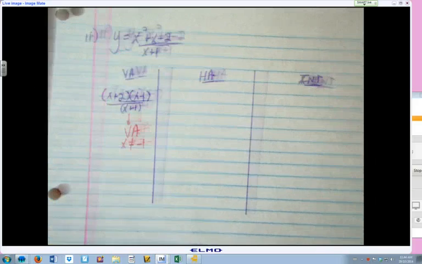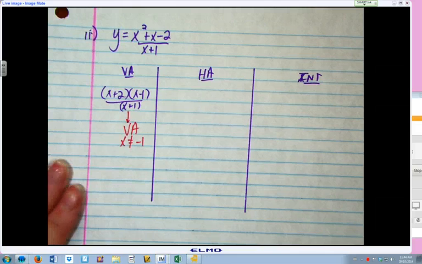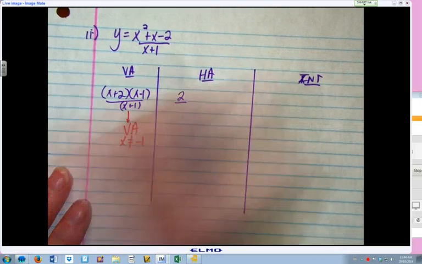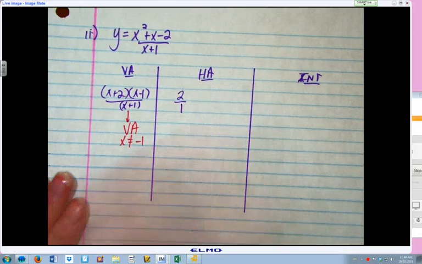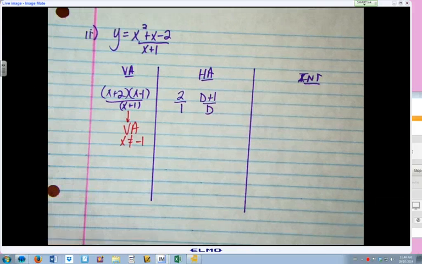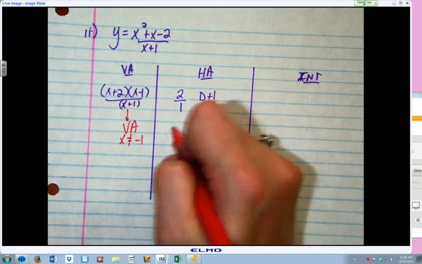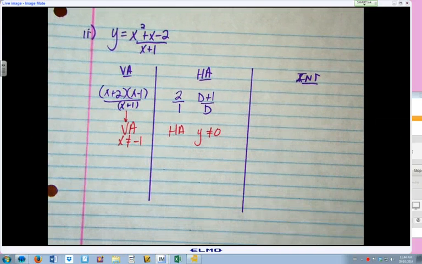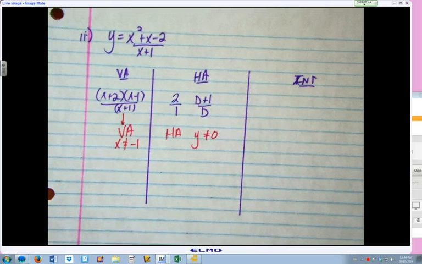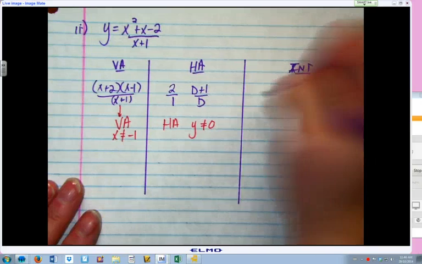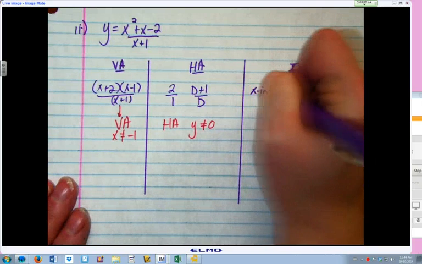Okay, talk to me about horizontal. Okay, degree on the top, degree on the bottom. Okay, what do we call that? Conclusion. We're always happy when we get degree plus 1 over degree. We're like, no thought, no work. Okay, I always do the x-intercept first, but it doesn't really matter.